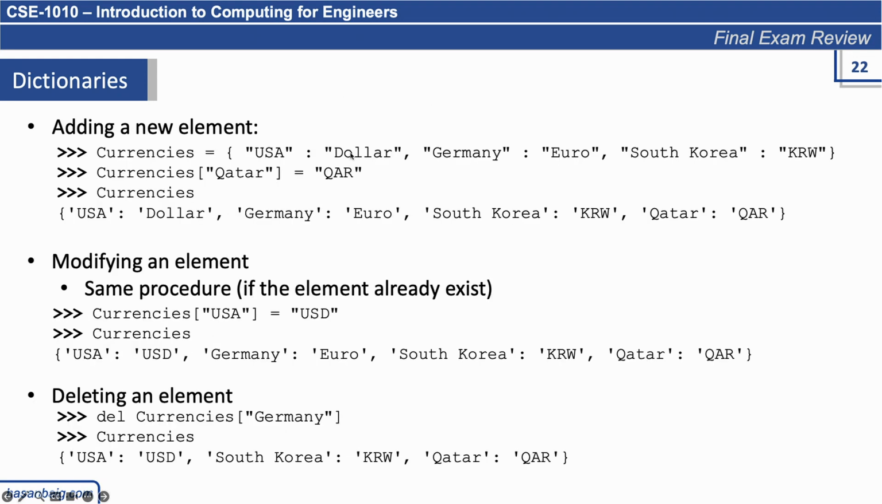Adding a new element, again, we have discussed this before. In order to add a new element, you first call currencies, and then with the help of square brackets, you specify the key name. Here Qatar equals QAR. Qatar does not exist here, so it will create a new key and its associated value QAR as a new item. If the item already exists, just like here, currencies USA, USA already exists in currencies, and if you assign a value, the previous value will be overwritten. So USA equals USD.